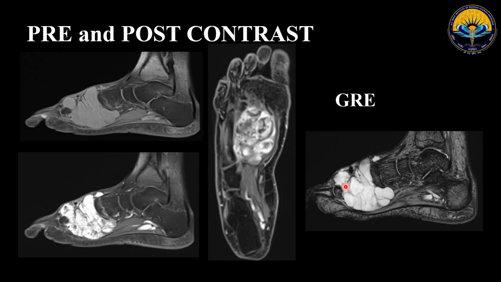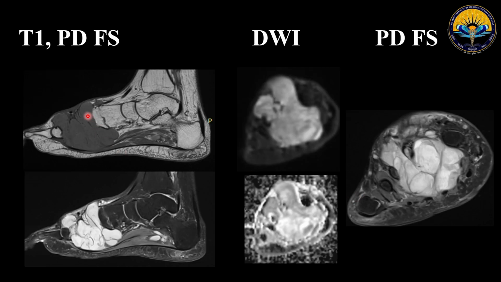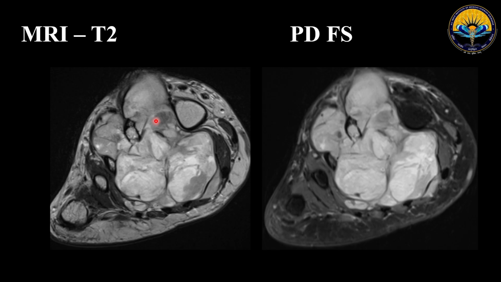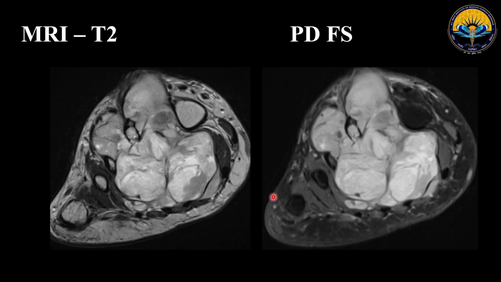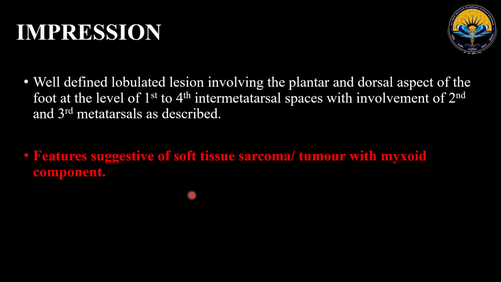And this is the GRE images. On GRE, there is no evidence of blooming, and we can see multiple T1, T2 and PDFS hypointense septations within, and it is causing displacement of the flexor and extensor tendons. So considering these findings, we have given a well-defined lobulated lesion involving the plantar and tarsal aspect of the foot at the level of first to fourth intermetatarsal spaces, with involvement of the second and third metatarsal heads and bodies as described. So features suggestive of soft tissue sarcoma, a tumor with myxoid component, we have given.